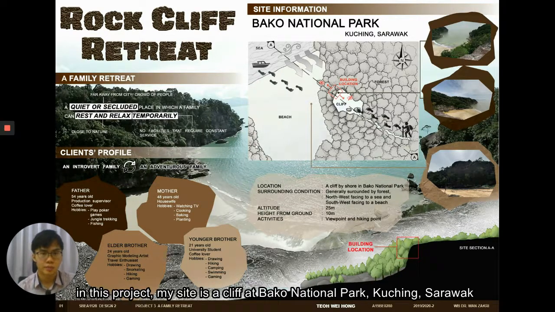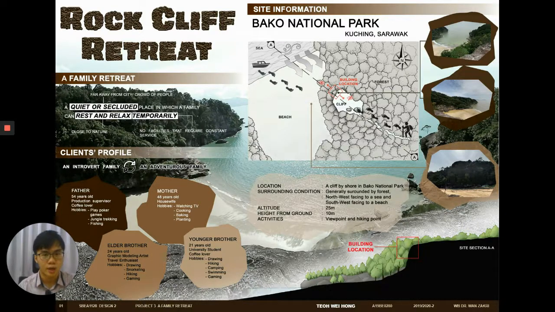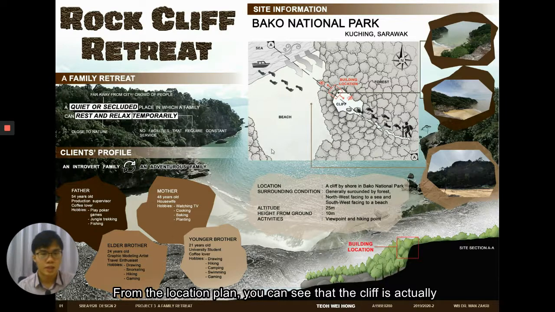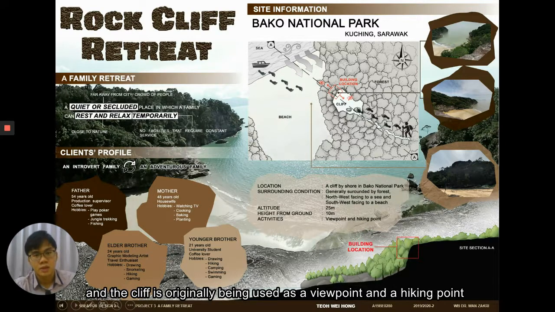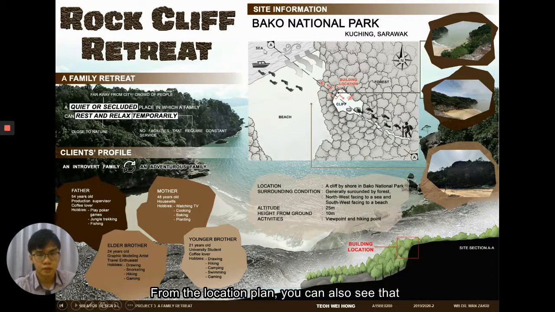In this project, my site is a cliff at Bako National Park, Kuching, Sarawak. From the location plan, you can see that the cliff is actually surrounded by forest, beach, and sea. The cliff is originally being used as a viewpoint and a hiking point. You can also see that the flow of people is coming from the sea by boat or from the forest by jungle trekking.